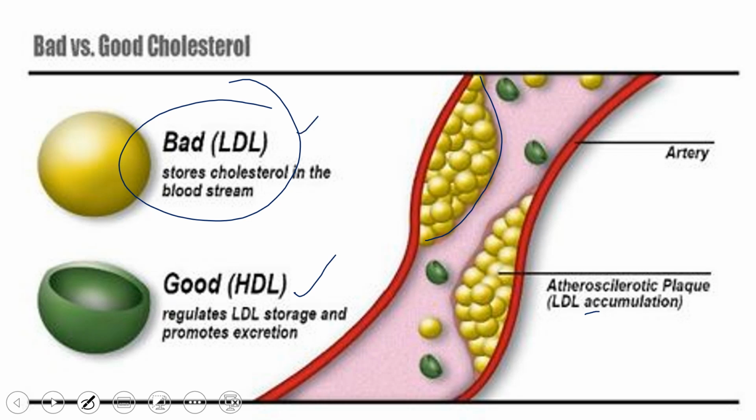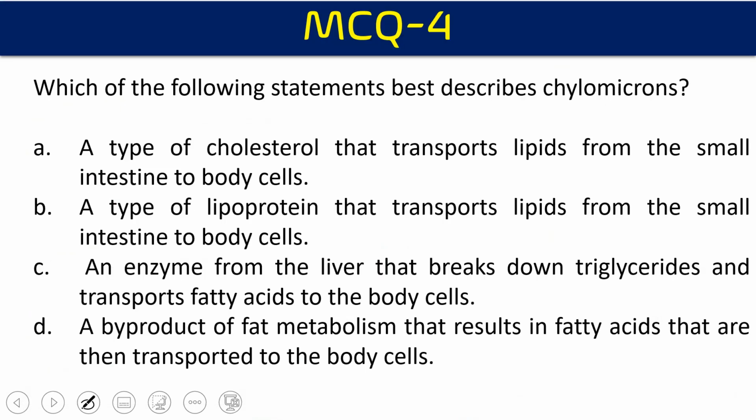That is LDL. Hope it is clear to you. The next question we are having: which of the following statements best describes the chylomicron? Option A, a type of cholesterol that transports lipid from the small intestine to body cells. Second, a type of lipoprotein that transports lipid from the small intestine to body cells. An enzyme from the liver that breaks down triglyceride and transports fatty acid to the body cells, or a byproduct of fat metabolism that results in fatty acid that is then transported to the body cells.